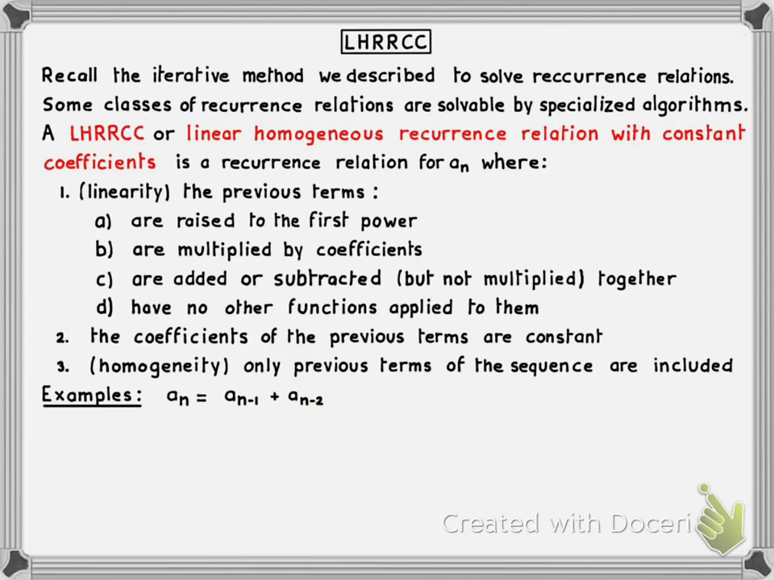Here is a slightly different one. The only difference here is that the coefficients are 3 and minus 2. Everything else is the same. Since these coefficients are constants, they don't depend on n, this is definitely a LHRRC. And as a third example, let's consider this slightly longer one. In this case, we have three previous terms, n-2, n-3, and n-7. The coefficients are constants, 10, 2, and 17. Nothing else violates any of the constraints in the LHRRC definition, so this is definitely a LHRRC.